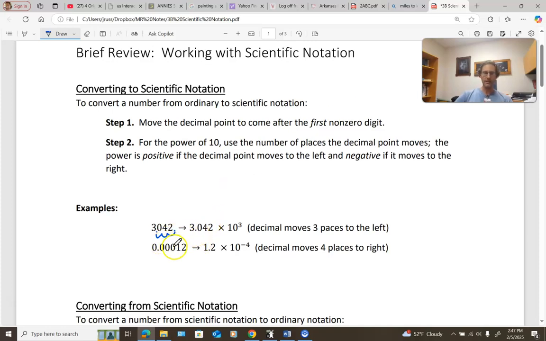Alright, and then this one here, I would actually need to move the decimal to the right. I'd need to move it such that it's behind the 1, so that becomes 1.2. And when you move the decimal to the right, you're making the number bigger. So to offset that, you need your exponent, or your power of 10, to make this smaller. Okay, so this is 10 to the negative 4th.